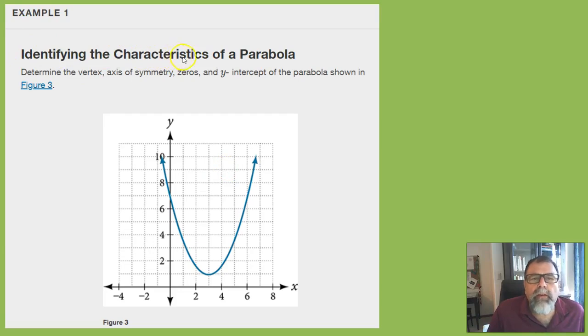Example 1, identify the characteristics of a parabola. Determine the vertex, the axis of symmetry, zeros, and y-intercept of the parabola shown in figure 3. So here's our parabola. We're going to start with the vertex. Remember, the vertex is that turning point. It's the bottom if the parabola opens up, or the top if the parabola opens down. So that turning point right there would be (3, 1). All right, axis of symmetry.